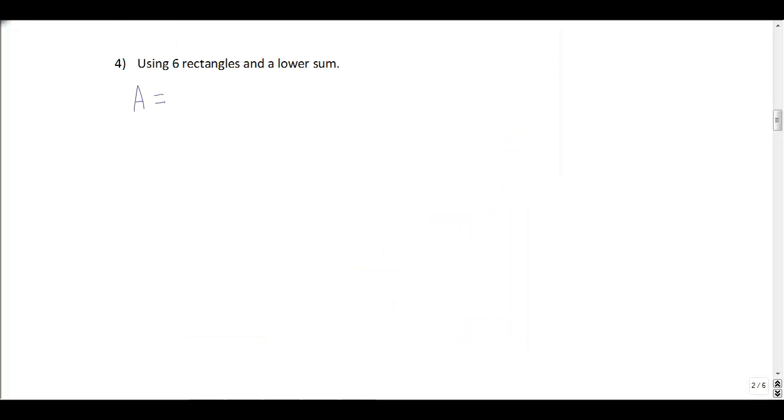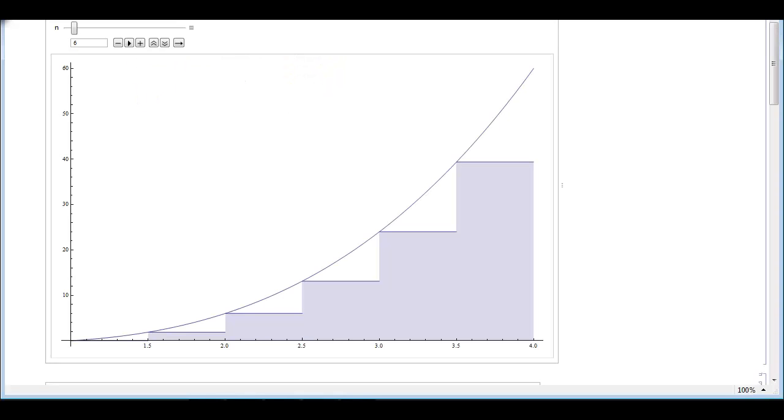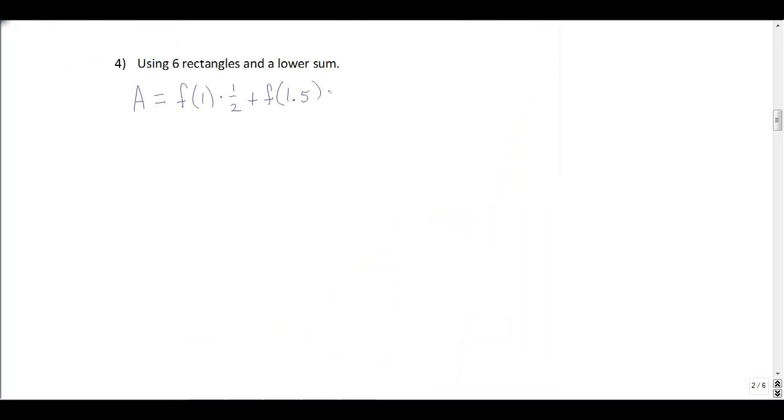So let's write this up. That first rectangle is going to have height f of 1, but the width is going to be a half. Second one is going to be height f of 1.5, so we have 1.5 as our height. Still going to have width of a half. Next one would be f of 2 times width of a half. And then we get f of 2.5 times a half. We get f of 3 times a half. And finally, the last rectangle is f of 3.5 times a half.